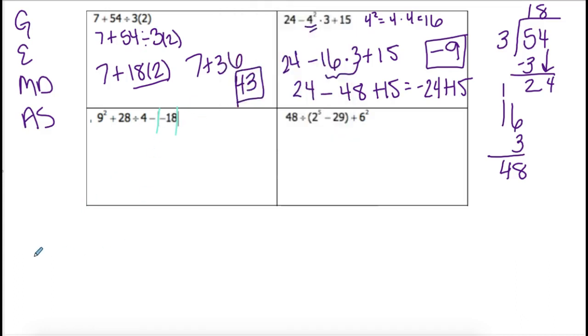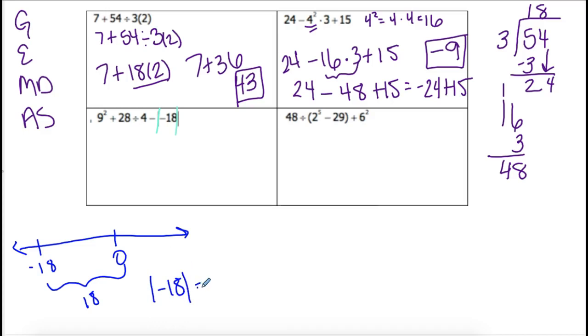So negative 18, if we were to draw it on a number line, there's my 0. Negative 18 would be over here. And in between there are 18 numbers. So the absolute value of negative 18 is 18. So I'd get 9 squared plus 28 divided by 4 minus 18.